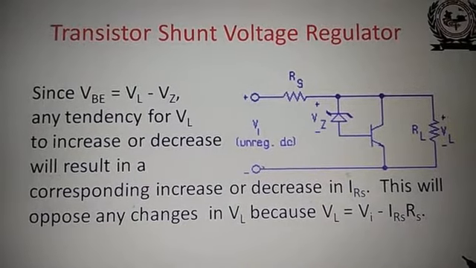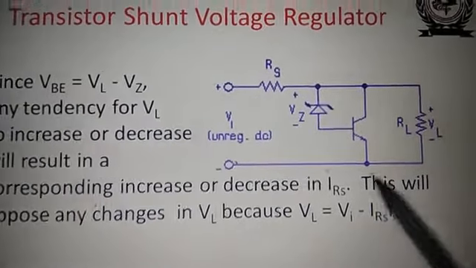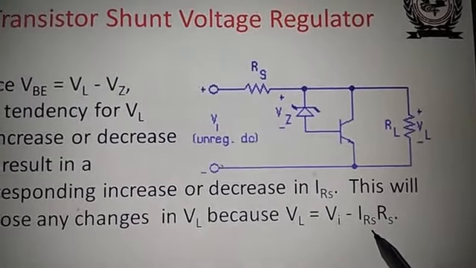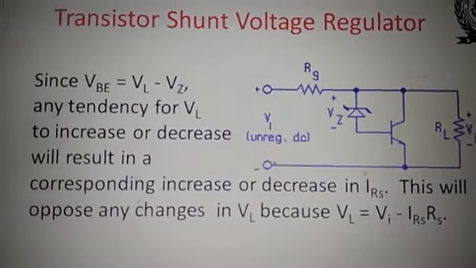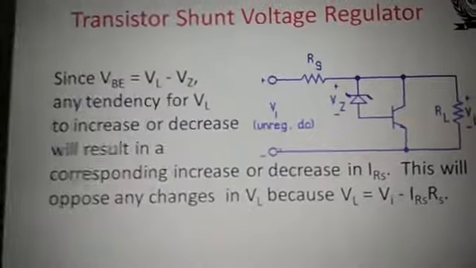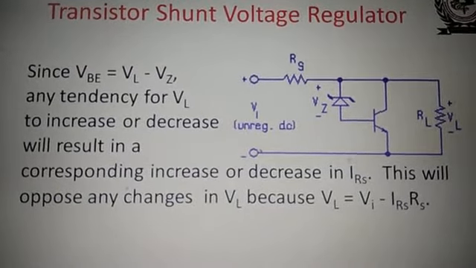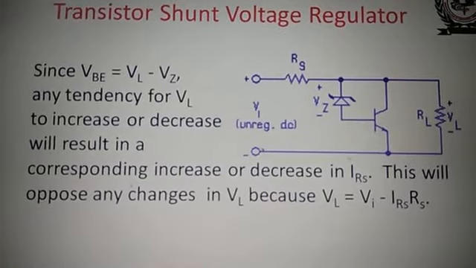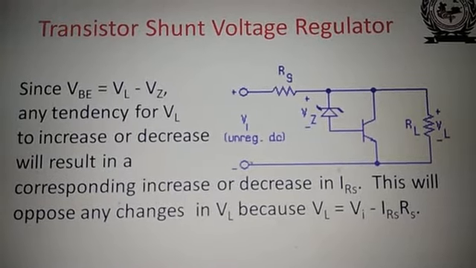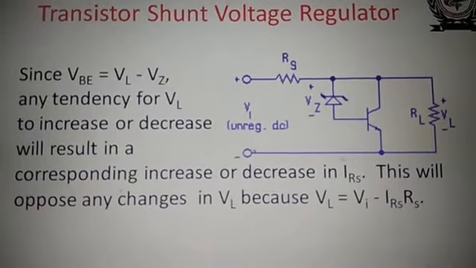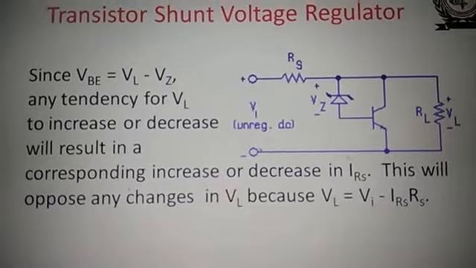This will oppose any changes in load voltage, because VL is equal to Vi minus IRS into RS. IRS is the current flowing through this RS. Again you will get the constant output here irrespective of the change in unregulated input or irrespective of change in the load current.